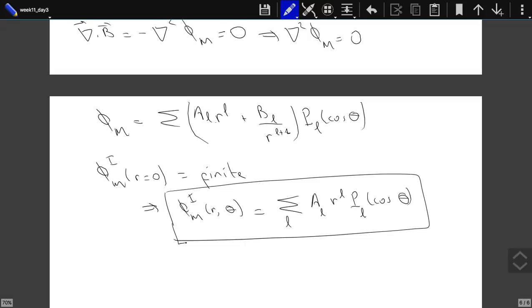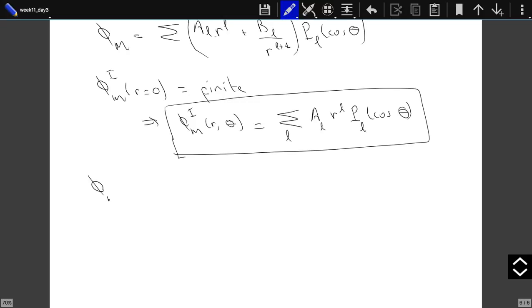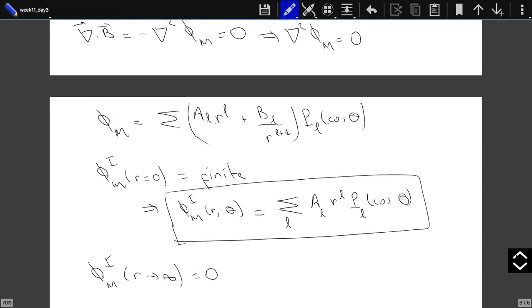So this is one condition I have. Well, this is the solution inside my sphere. I still need to determine those A_Ls. In region 2, I have the point r goes to infinity. If I am very far away, I can choose my potential to be 0. But this tells me that A_L terms should be absent in region 2. I can have B_L terms, but not A_L terms.